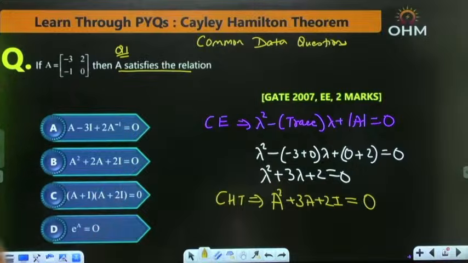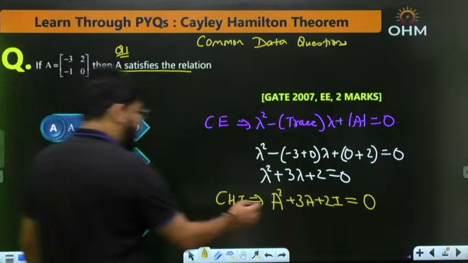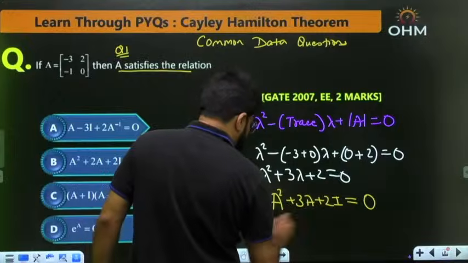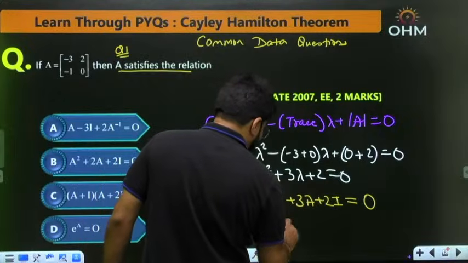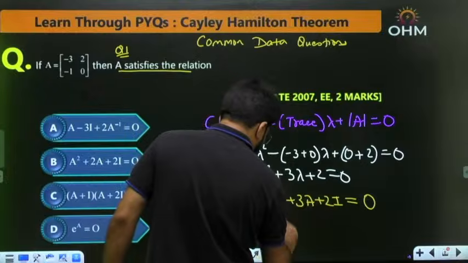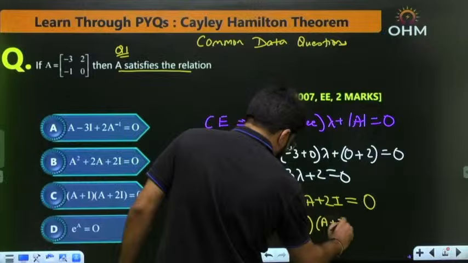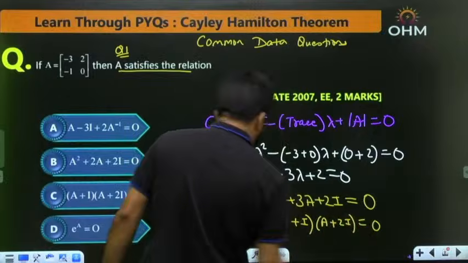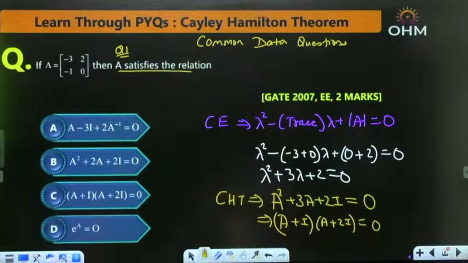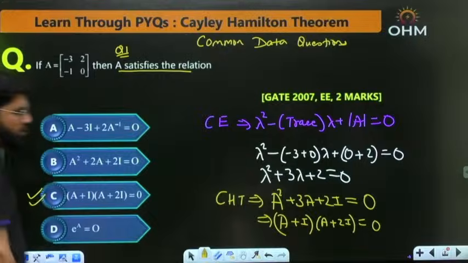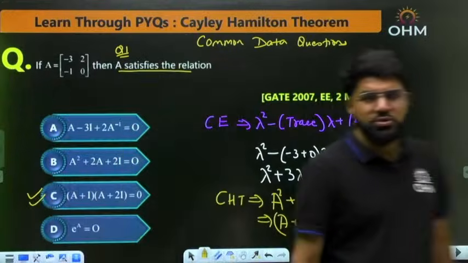There is no link of e power here. Yeah, because it is factorizable, na? Sum is 3, product is 2. So 1 plus 2 and 1 into 2. That is A plus I, A plus 2I. This is the factorization. So option number C is matching up. That rearrangement takes you towards option number C.